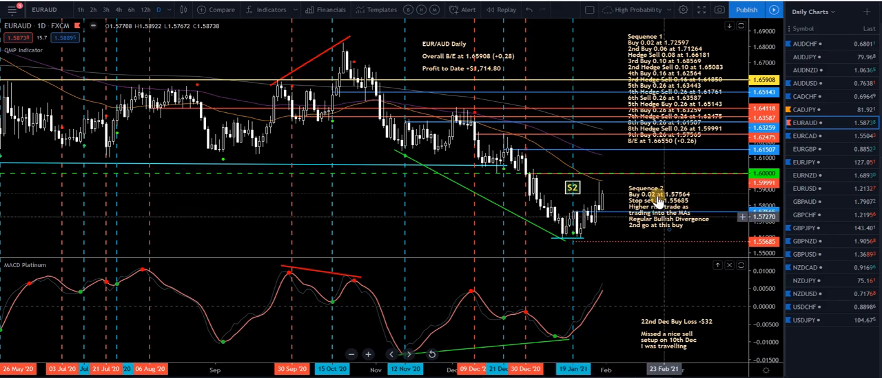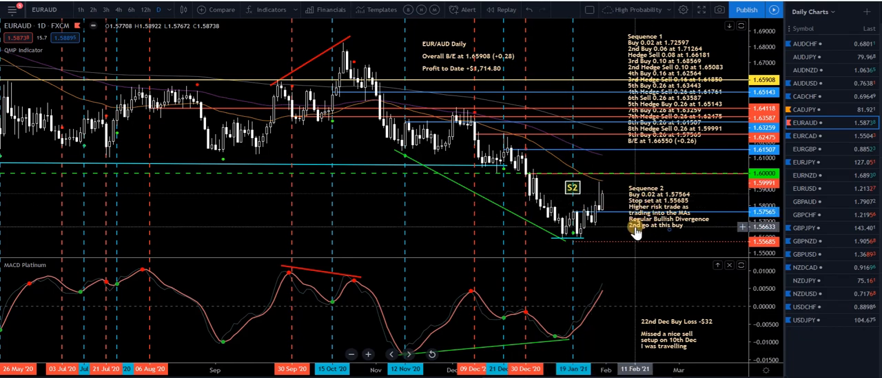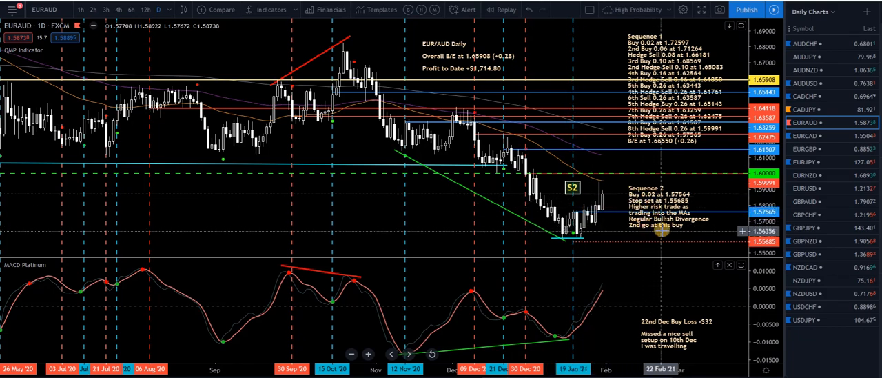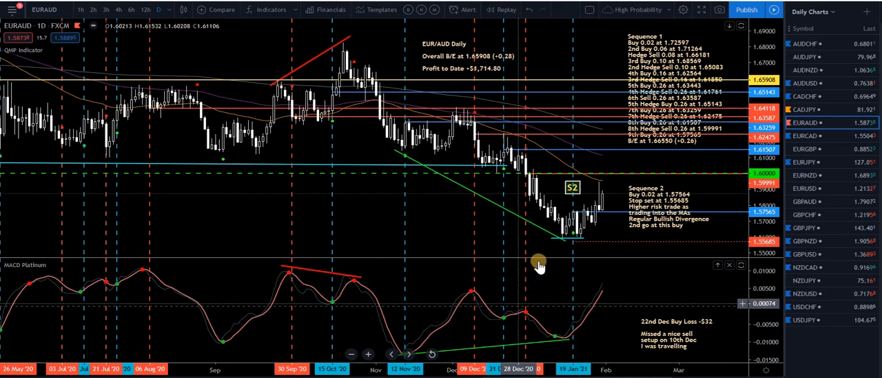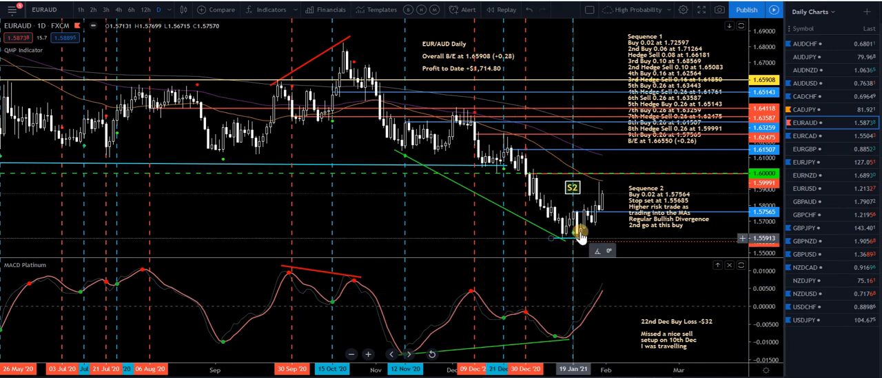So sequence 2, high risk trade is trading against the trend into the MAs, as you can see in my notes here. It's a second go at this buy. I think the first one was 22nd of December. Sounds familiar? Had a go at it there. It failed. I lost $32. So this is my second go at it, highlighted in purple.